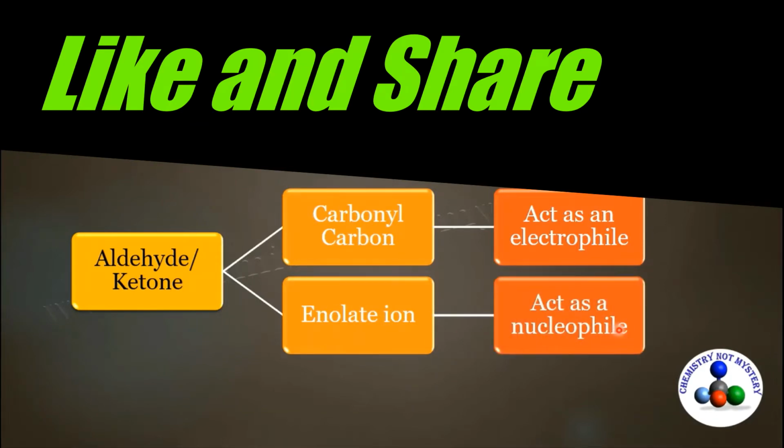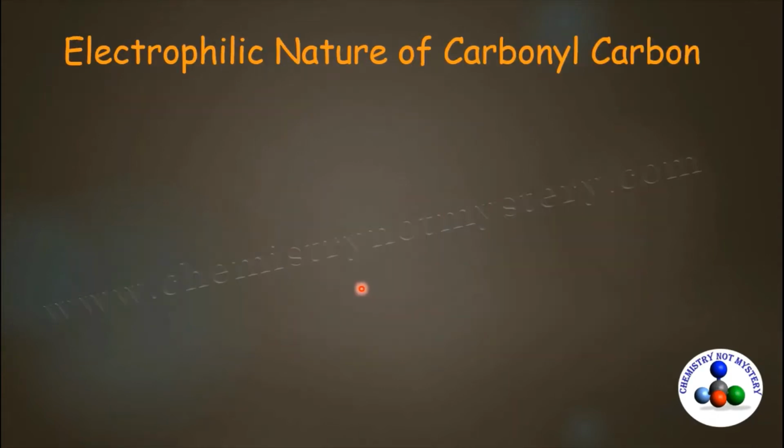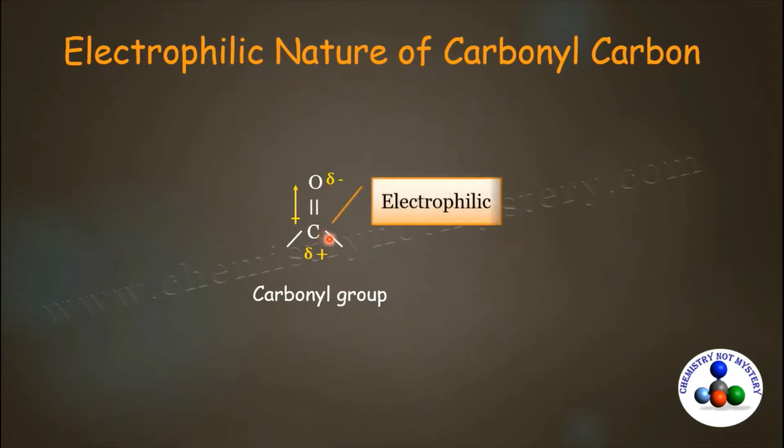So let's see how carbonyl carbon serves as an electrophile. This is the carbonyl group. In carbonyl group, electronegative oxygen is bonded to carbon, and that's why there is polarization in the molecule. As a result, partly positive charge develops over carbon and partly negative charge develops over oxygen. This partly positive carbon acts as an electrophile.